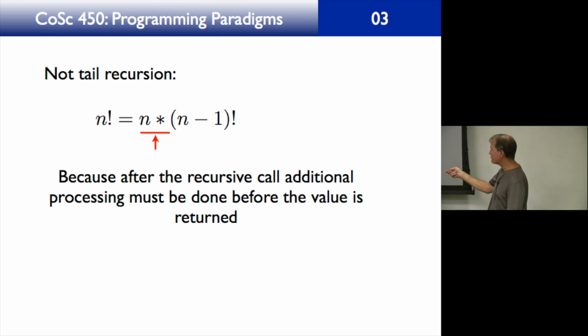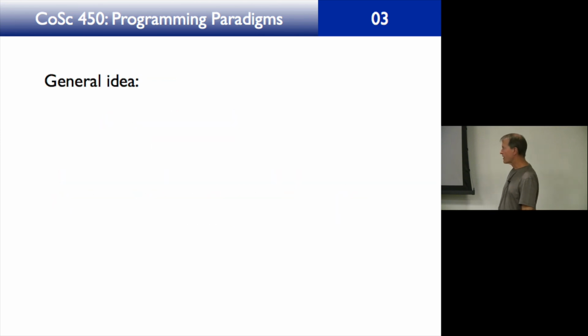Because after the recursive call, additional processing must be done before the value is returned. That's what makes that not tail recursive. Okay, so here's the general idea. There's several big ideas.